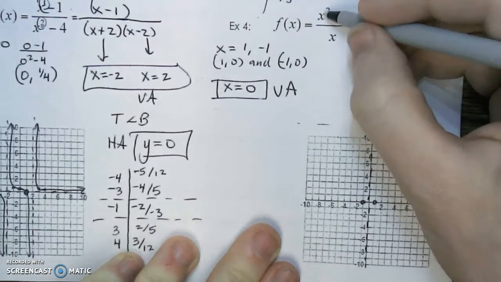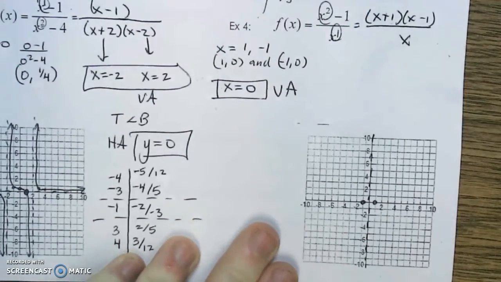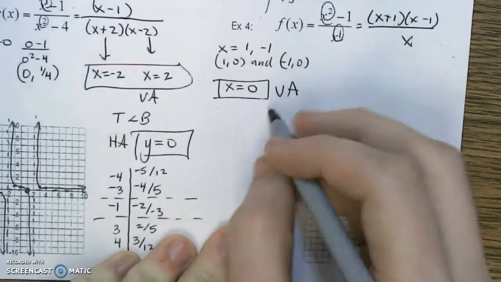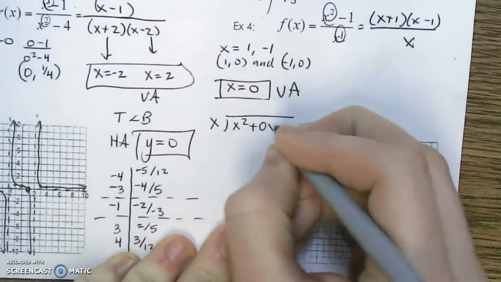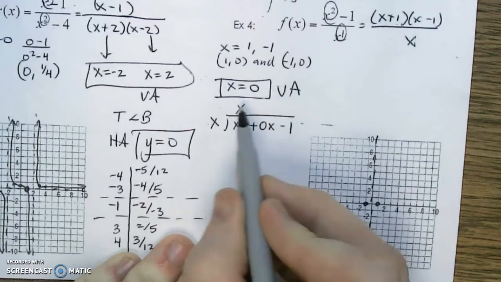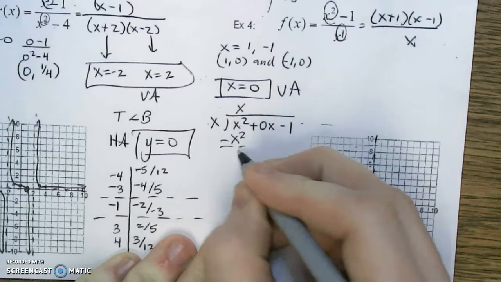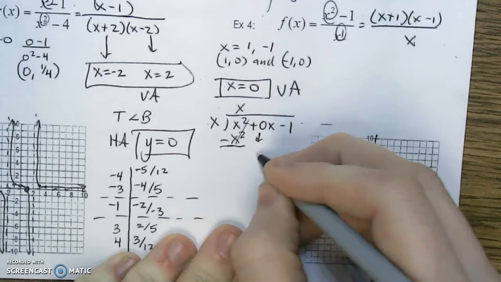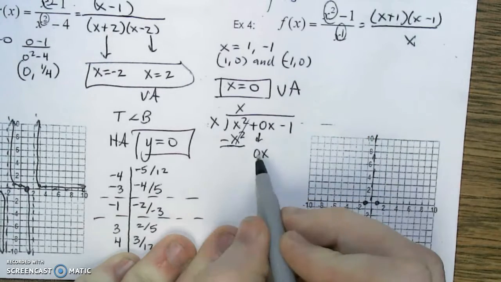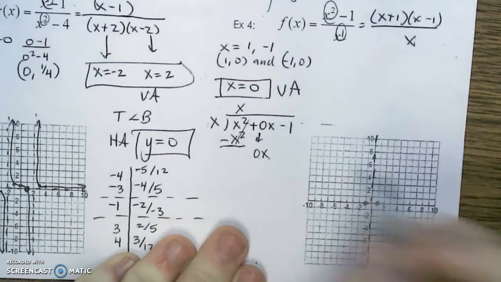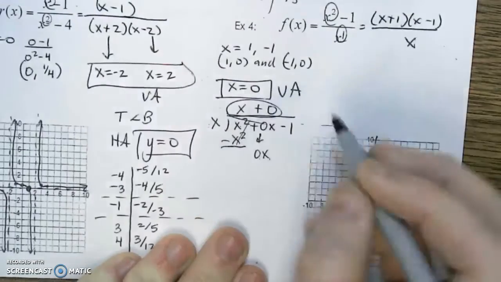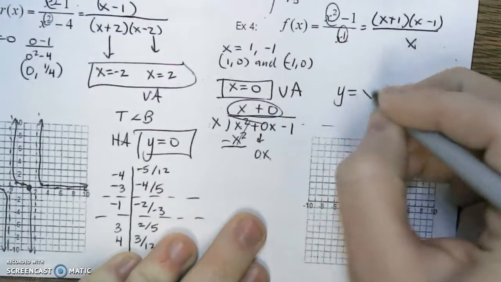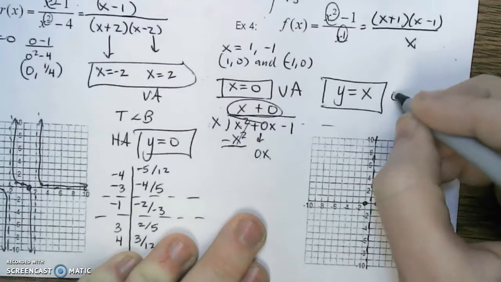Then I look at my exponents. The top degree is bigger than the bottom degree, so we're going to look for our oblique asymptote. So I've got x on the outside, and then x squared plus 0x minus 1 on the inside. I do x squared divided by x, which is x. Multiply x on the outside. Subtract them. They cancel. You bring down the 0x. 0x divided by x is going to be 0. And so that's all we need for the oblique. So I've got y equals x plus 0, or just y equals x for my oblique asymptote.